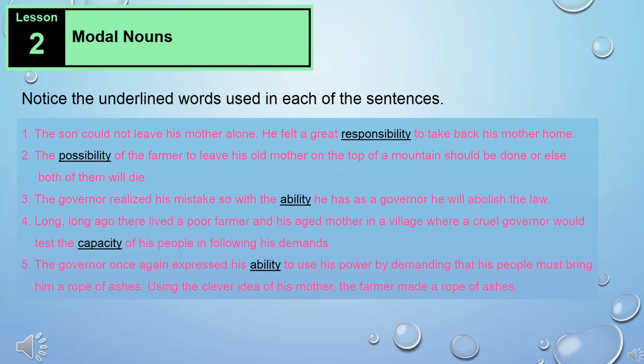Students, we are already done discussing lesson number 1. Let us proceed to lesson 2, modal nouns. Notice the underlined words used in each of the sentences. Now I want you to read number 1.